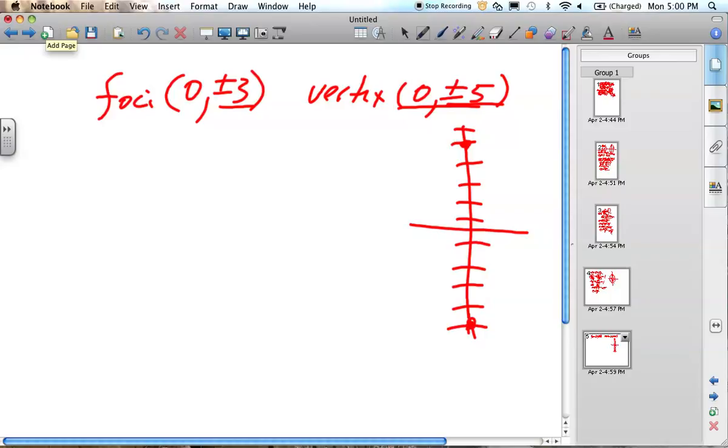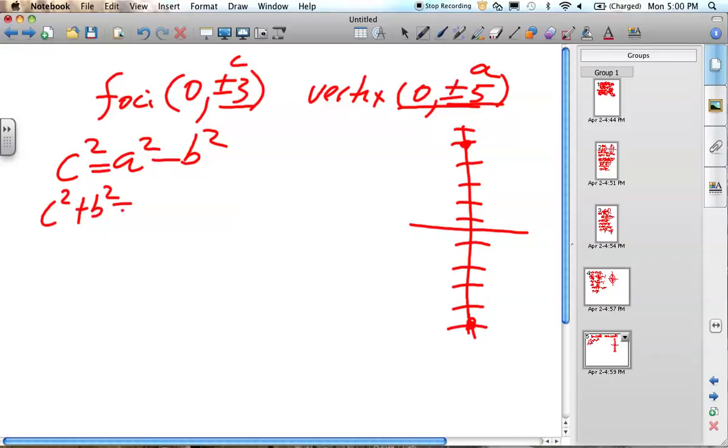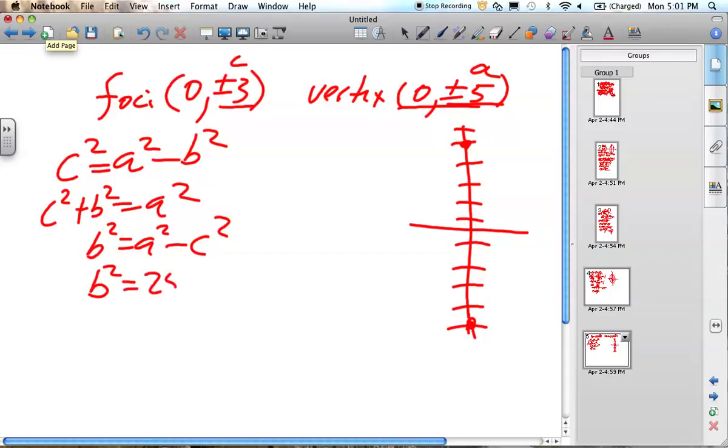Okay, but that's not a problem because this is c. So what you remember is that c squared equals a squared minus b squared. We're going to solve for b squared, or b squared equals a squared minus c squared. So what we do now is we plug these numbers in. A squared will be 25. C squared is going to be 9. So b squared equals 16, or b is 4.